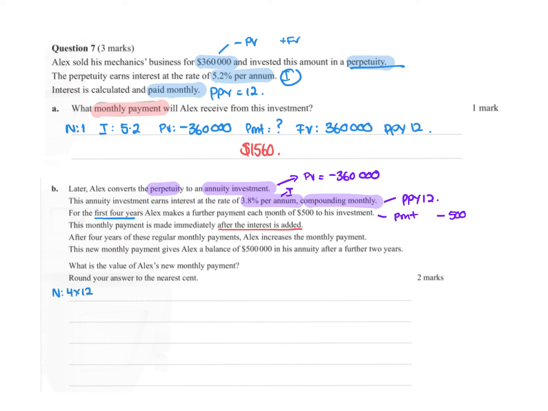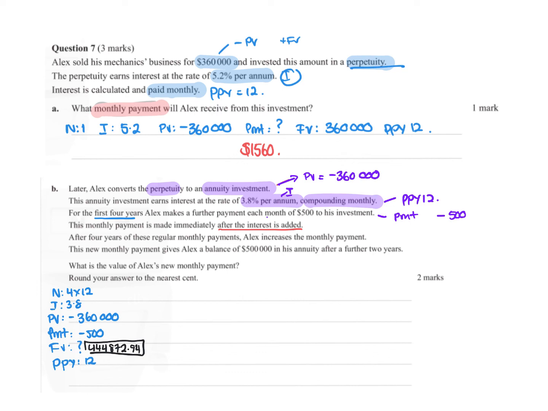So N is 4 times 12, the interest rate is 3.8, PV is negative 360,000, and he's adding extra payments, so that's negative 500, and we want to know what this value is at the end of those 4 years, and PPY is 12. So we'll pop that in to Finance Solver. So his investment is now up at 444,872.94. So now we've got that.